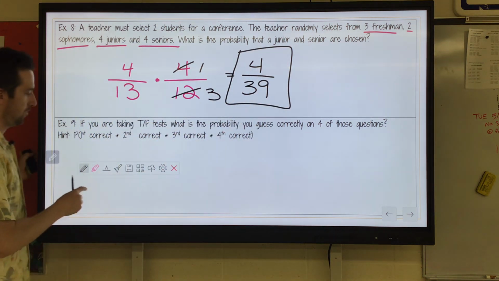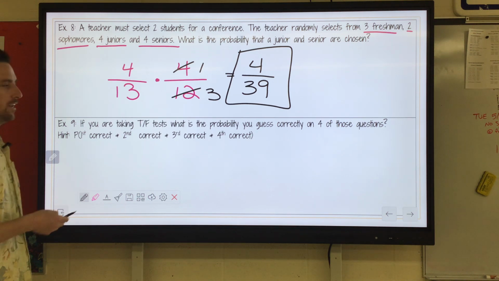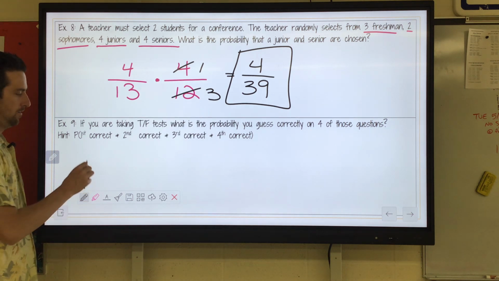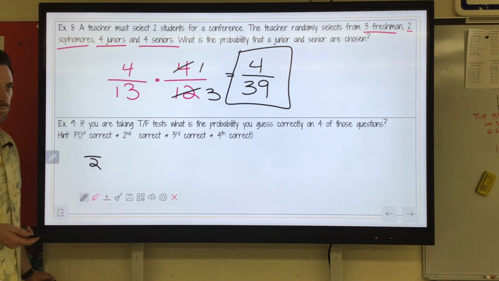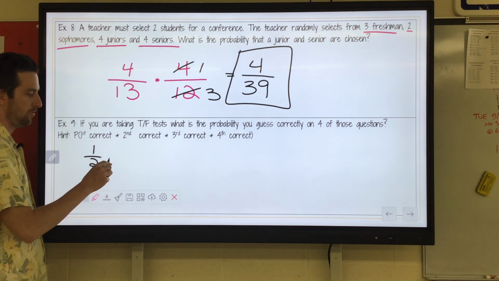This is it, folks. Don't get scared. If you're taking true-false tests, what's the probability you could guess correctly on 4 of those questions? Cool. So how many answer options are there for question 1? There's 2, right? The probability you're going to get that correct is 1 out of 2. Okay, there's our first answer.